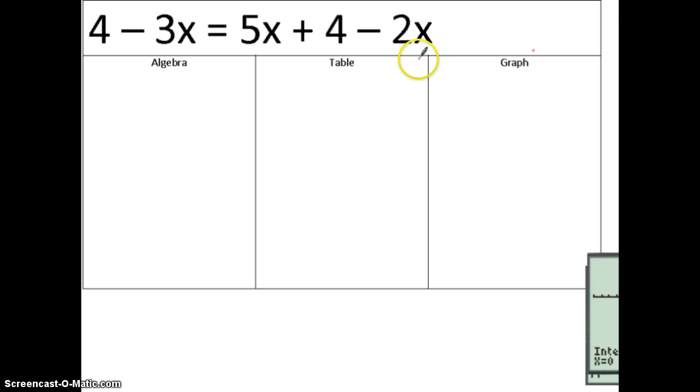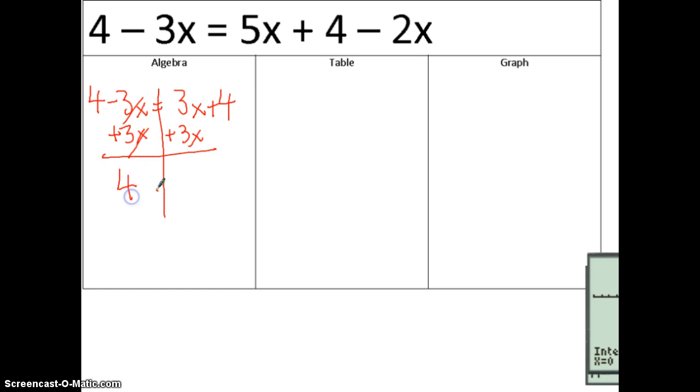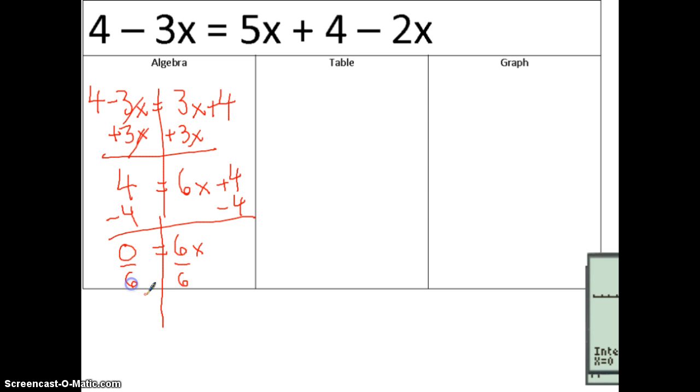This last one, I'm going to let you do this one on your own. I think you've got the point. 5x and 2x, well, I'll just do it with algebra. 4 minus 3x equals, 5x minus 2x is 3x plus 4. Put up your wall. And then I'm going to add 3x to both sides. Plus 3x, cancel the opposites. 4 equals 6x plus 4. The opposite of plus 4 is minus 4, and 0 equals 6 times x. And the opposite of times 6 is divide by 6. And that means 0 divided by 6 is 0. So the solution is 0 here.